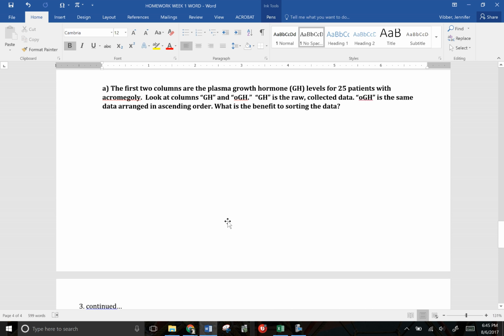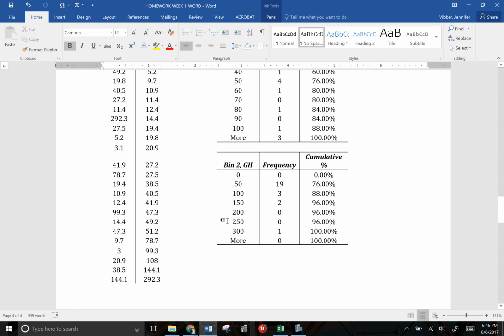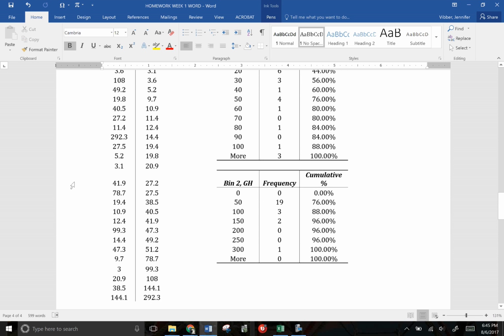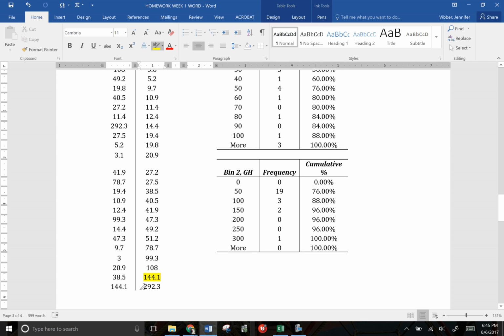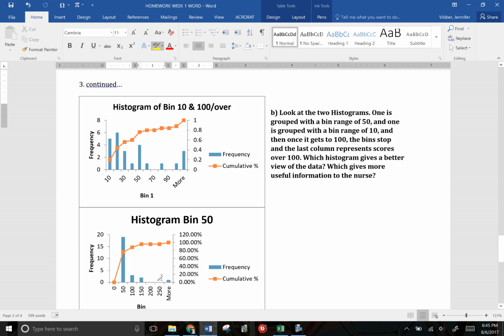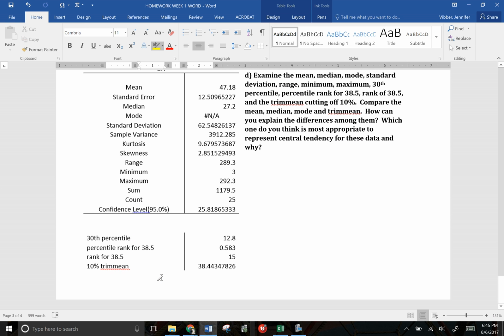And I'll give you a hint. If you look at these columns of data, I've got 3 through like 40, and that's most of my data, is 3 through the 40s, and then we jump up to 78, 99, 144, and 292. What I'm looking for here is also, do you understand the impact of this 144 and 292 and what it does to these numbers down here?